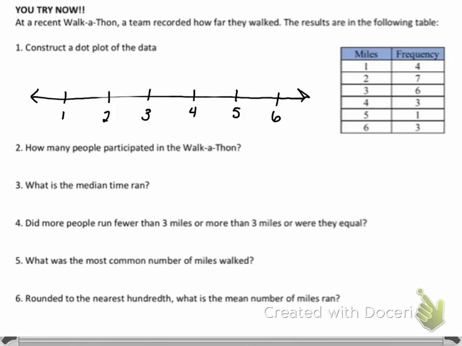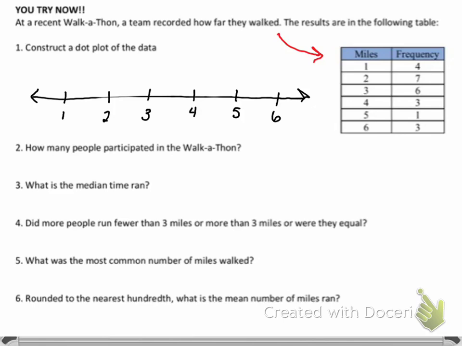So why don't you try creating a dot plot from the table to the right. It says at a recent walkathon, a team recorded how far they walked, and the results are in the following table. If it were me, I'd try creating the dot plot first, and then check back with the video to see if you did it correctly.